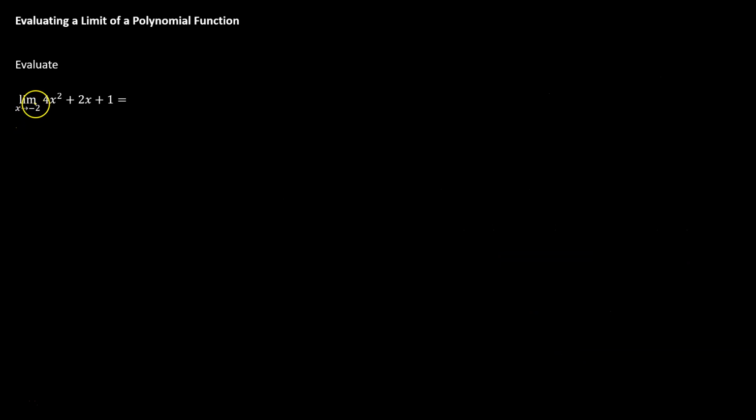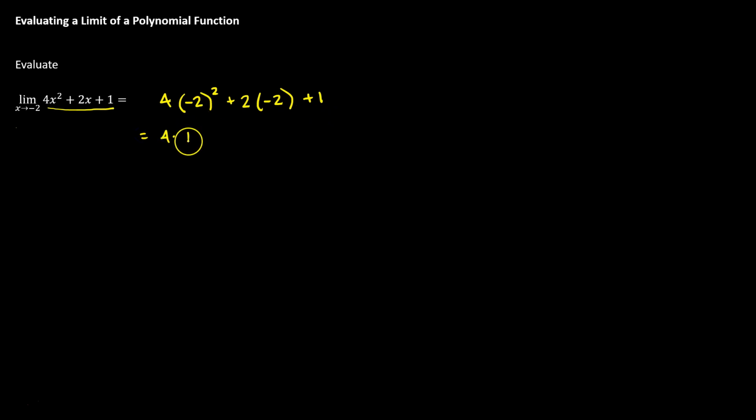Let's go ahead and try one. On the screen, we have the limit as x approaches -2 of the function 4x squared plus 2x plus 1. Now, instead of applying each of those limit laws individually, we're going to say, hey, that is a polynomial, and if the limit is having x approach -2, then I'm just going to replace the x's with negative 2. So I'll have 4 times negative 2 squared plus 2 times negative 2 plus 1, and then we'll simplify.